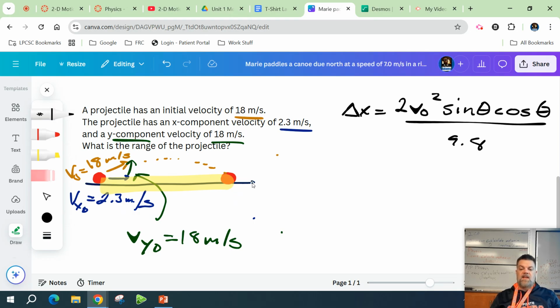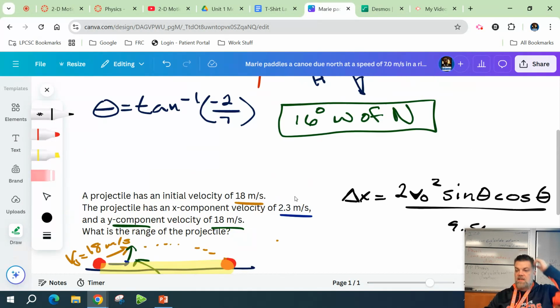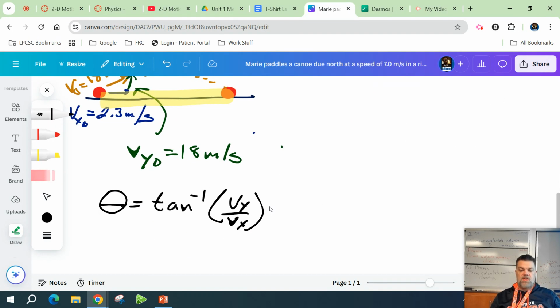I don't know what theta is, but this is where we use that same formula that we did the last time. Because we're not changing the orientation of the x-axis, we know that the arctan of v sub y divided by v sub x gives us the angle, which is what I need, right? That's all I need. I have the initial velocity. I just don't have the angle theta. So let's crank through that.